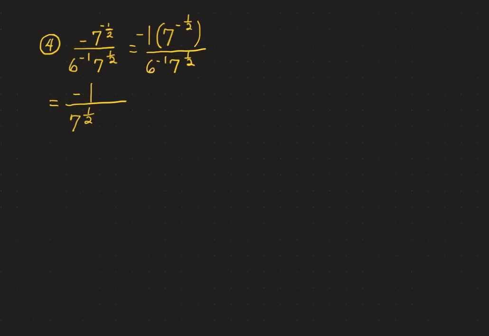Now, I'm done with the numerator here. Let's look at the denominator. 6 to the -1. Because it's already in the denominator, that negative drives it to the numerator with a positive exponent. And our 7 to the 1/2 that was originally in the denominator stays there. So -1 times 6 to the first power is -6. And in the denominator, 7 to the 1/2 times 7 to the 1/2 becomes 7 to the 2/2, which is 7 to the first power, or just -6/7.